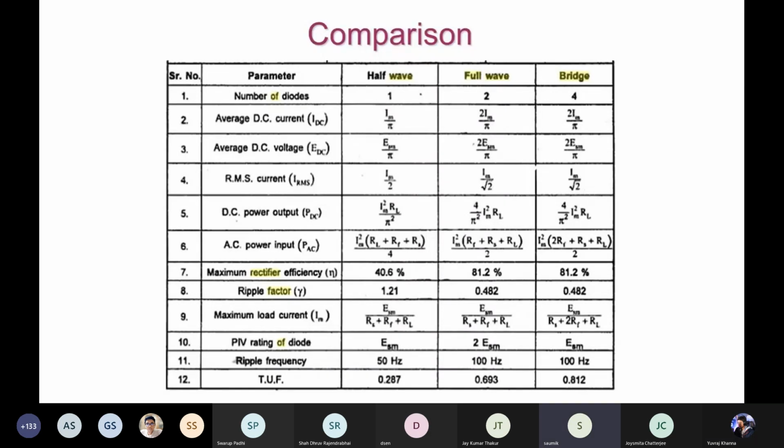If it is not done in the class, probably we can circulate a handout where the TUF calculation has been done. Our output and the current are the same for full wave and bridge rectifier. So why is TUF different?